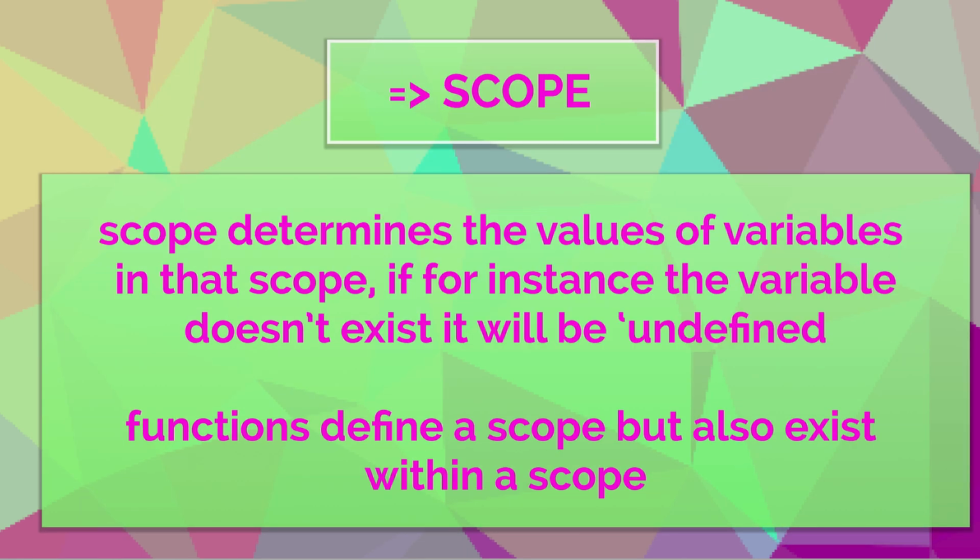So this question of scope, right? Scope, remember, is how we determine the value of a variable within our code. It's determined by the current scope. And functions, the curly braces of a function define a scope, but they also exist within a scope. Functions are declared within a certain scope.